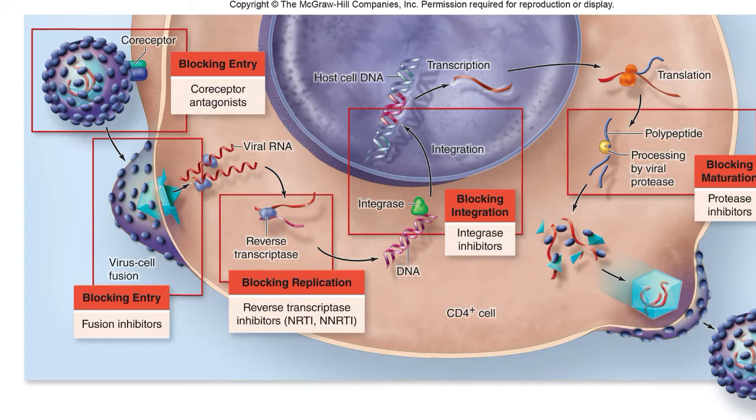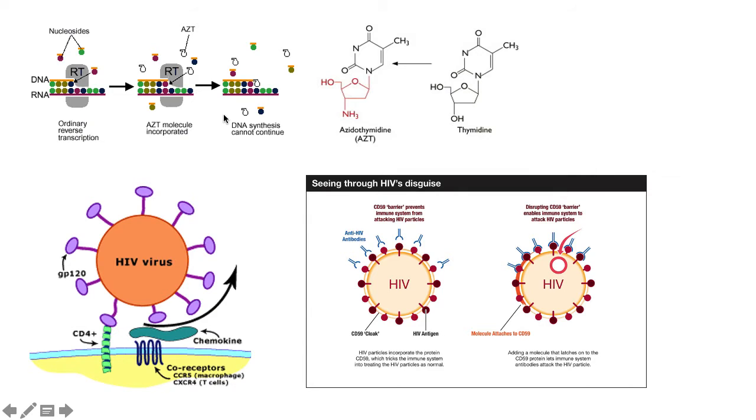This is another diagram in your book that you'll see, but it just talks about how it blocks entry, blocks replication, blocks integration, blocks the maturity of those protein parts so you can't assemble more viral particles. This slide is showing the AZT molecule and how it acts like a stop replicator. It doesn't allow it to match complementary, so you basically stop building DNA. It's also structurally very similar to nucleic acids, so that's why it works so well.